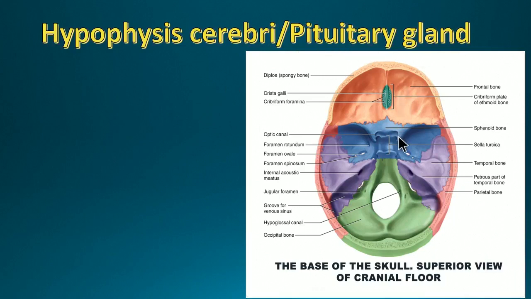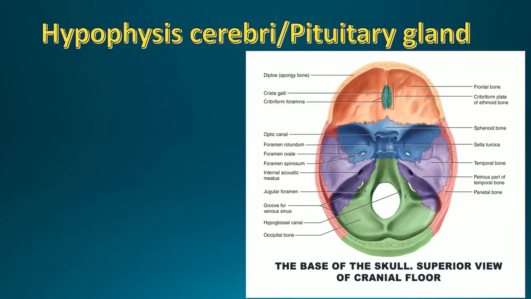So it is situated in the hypophyseal fossa on the sella turcica. So the sella turcica is the upper surface of the body of the sphenoid bone, which extends from the tuberculum sellae to the dorsum sellae, and the depressed part in the center is actually the hypophyseal fossa, which is limited by the tuberculum sellae in the front and the dorsum sellae behind.